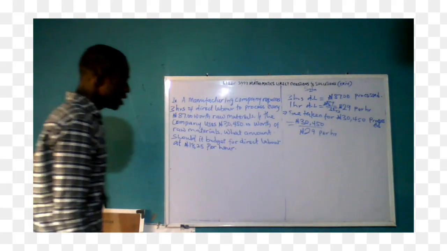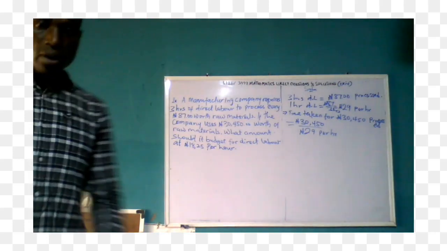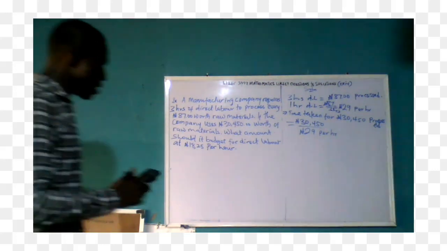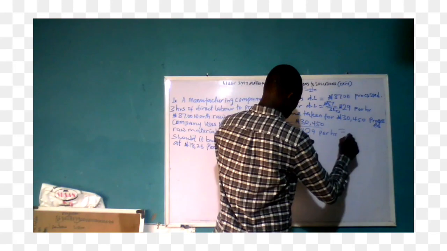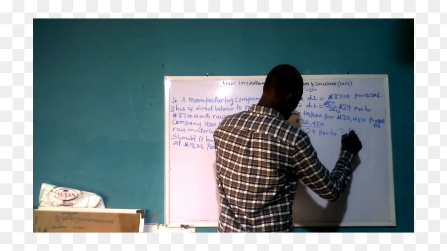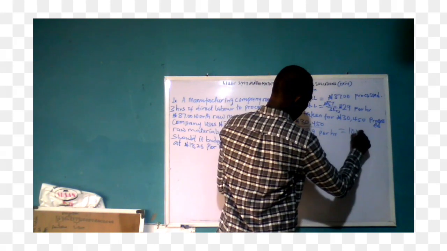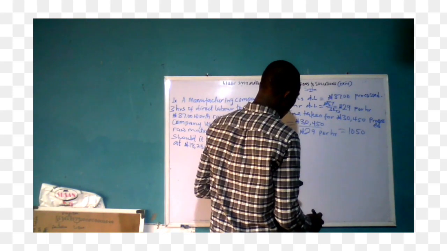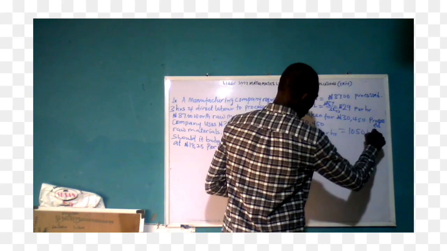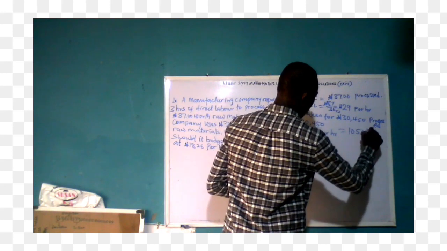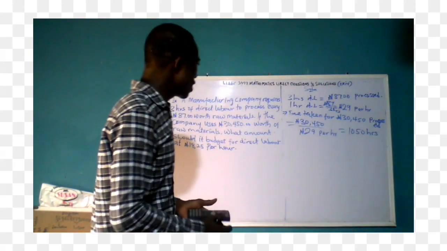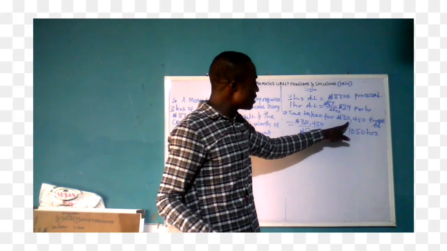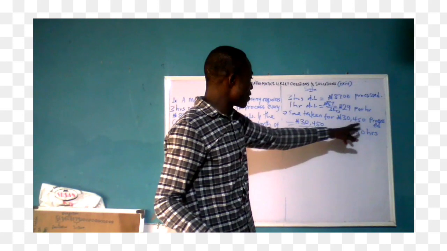If you do your calculation, let's calculate. That is equal to 1050 hours. So 1050 hours is the time it will take the same company to process 30,450 naira worth of raw material.